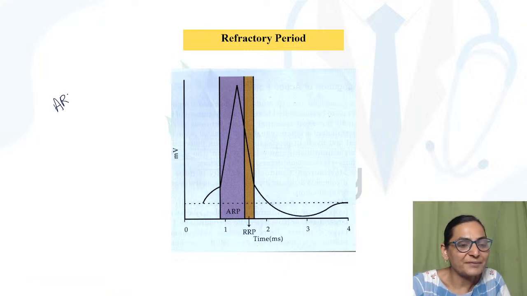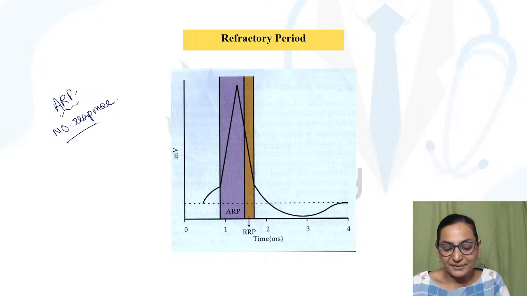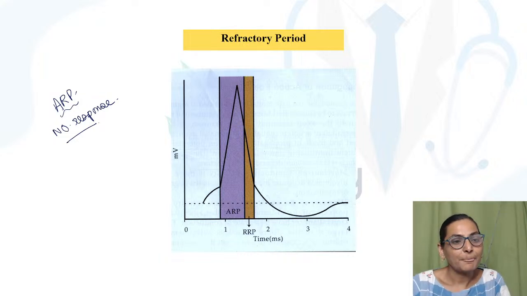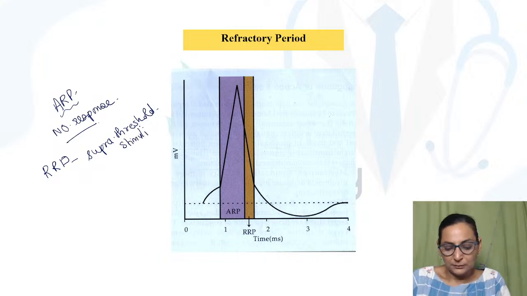in absolute refractory period, even if you give a suprathreshold stimulus, there is no response given by the tissue. The excitable tissue will not give any response even if you are giving a suprathreshold stimulus. ठीक है? But relative refractory period में the tissue will respond only to a suprathreshold stimuli. Okay? Only to a suprathreshold stimuli.